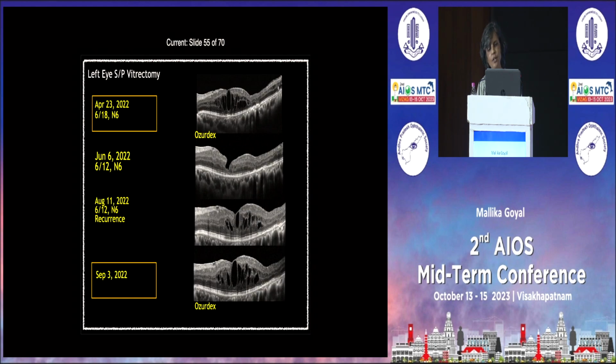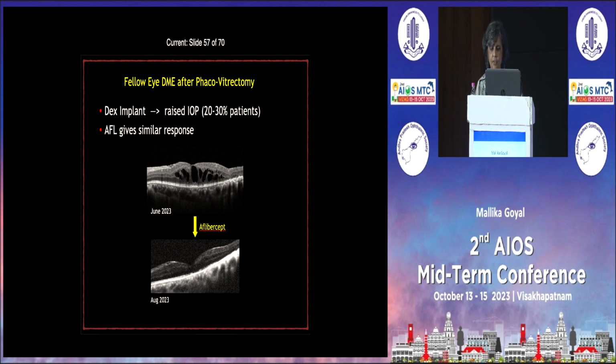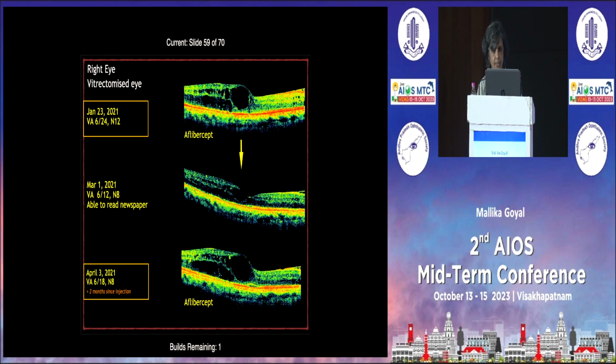This fellow eye of the same patient underwent phaco-vitrectomy, developed edema. We gave in steroid, pressure went up, so we gave aflibercept. Again, we get a good response in a vitrectomized eye. And this effect lasts for 3 to 4 months, which is the same as a steroid. Again, a vitrectomized eye, the effect lasts for about 3 months with aflibercept.